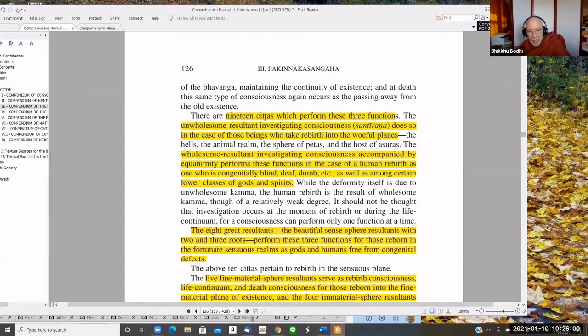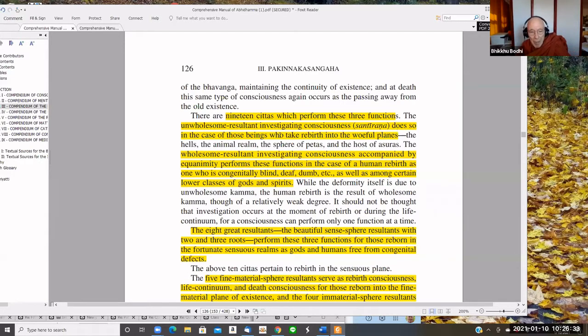Okay, so 19 cittas perform these three functions, but for each person, it will be a different one. It's not that on Wednesday, I could have one type of citta performing my bhavanga function. On Thursday, a different citta will take over that role. Friday, another type of citta comes in to take on the role of bhavanga. But throughout the whole course of life, it's the same type of citta performing those functions.